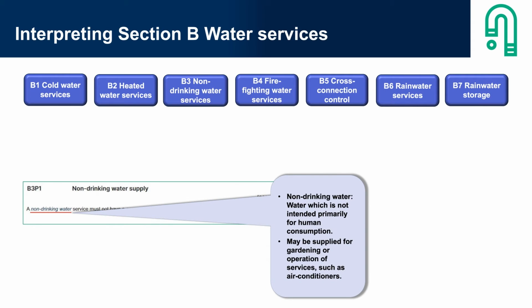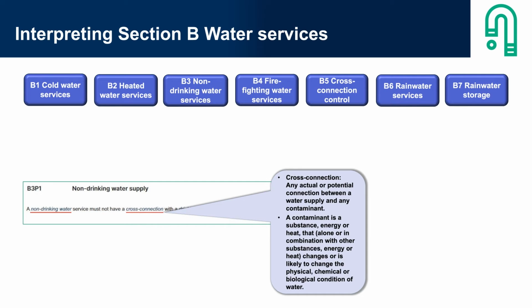Non-drinking water, water that is not intended primarily for human consumption, may be supplied for gardening or the operation of services, such as air conditioners. Cross-connection. Any actual or potential connection between a water supply and any contaminant. A contaminant is a substance, energy, or heat that, alone or in combination with other substances, energy or heat, changes or is likely to change the physical, chemical, or biological condition of water.